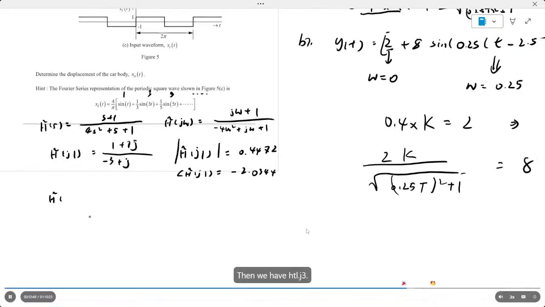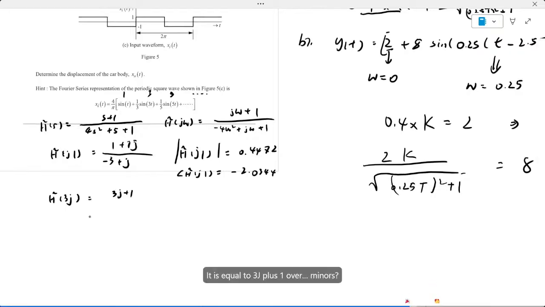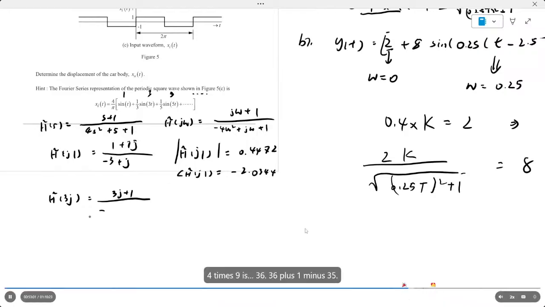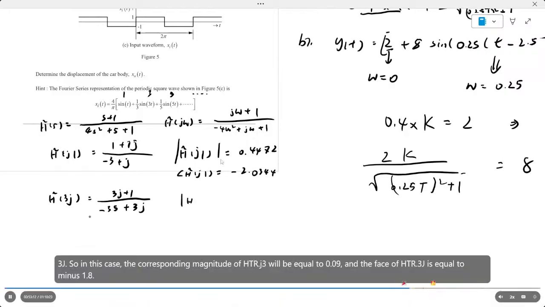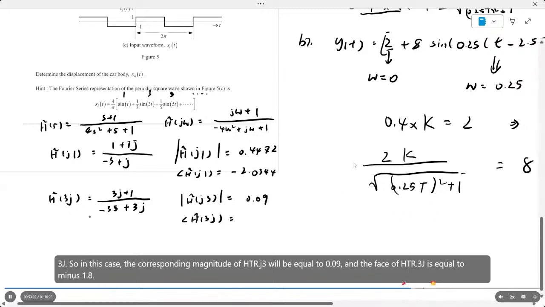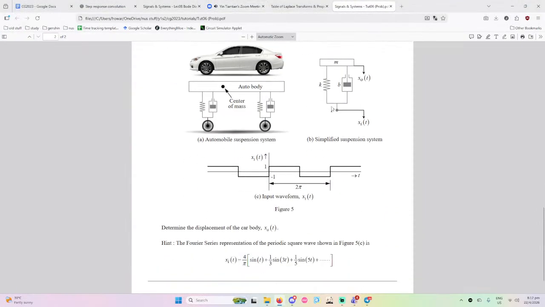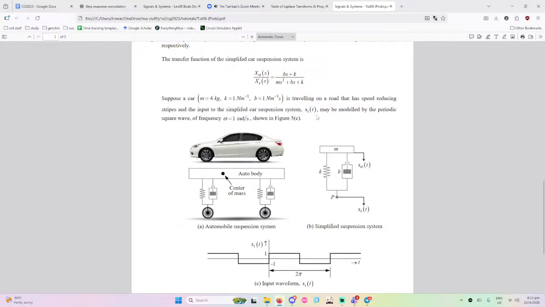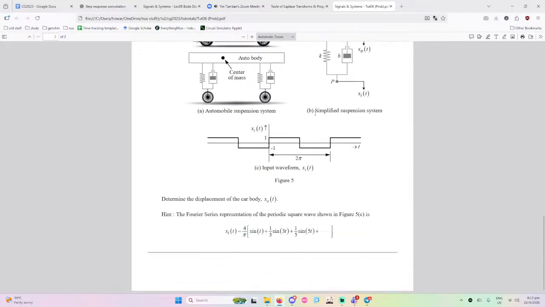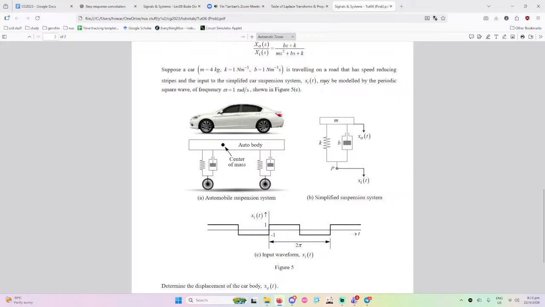Then we have H(j3). It is equal to (3j plus 1) over (minus 4 times 9, which is 36, plus 1), minus 35 plus 3j. So in this case, the corresponding magnitude of H(j3) will be equal to 0.09, and the phase of H(j3) is equal to minus 1.807. And then we look at H(j5). It is equal to (5j plus 1) divided by (minus 99 plus 5j). Okay, so in this case, the magnitude of H(j5) is equal to 0.0514, and the phase of H(j5) is equal to minus 1.7177. As a result, we will be able to write out the steady state output.